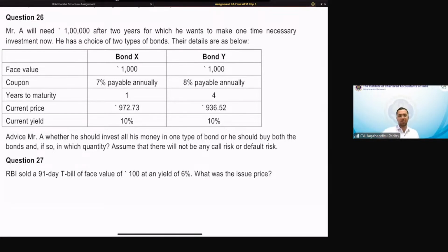Karthik, terminology of the formula. Where is the terminology?